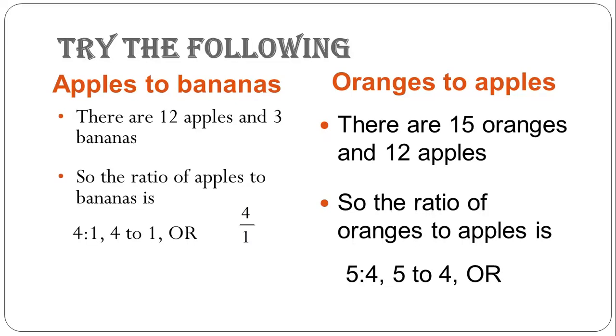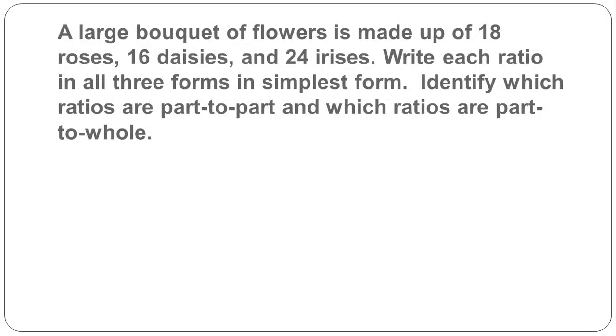Bakit ganon? Kasi, pwede natin siyang i-simplified. Diba yung 15 at saka 12, divisible siya by 3. So, 4 times 3 is 12 and 5 times 3 is 15. Or that is equals to 5 is to 4. Okay? Nakasimplified kasi siya.